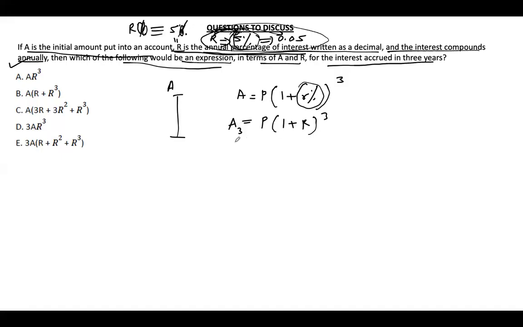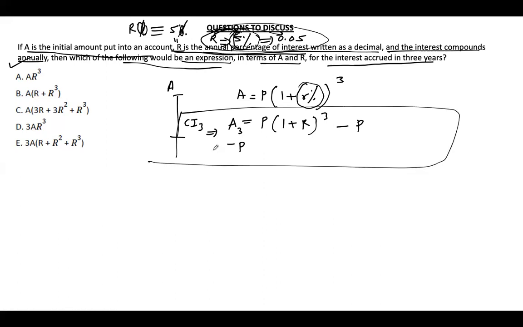And what was the principal? Amount after 3 years minus whatever the initial value is. This would give you the compound interest for 3 years. The amount for 3 years minus principal, that is why I'm doing minus P. Can I write 1 plus R cube minus 1?